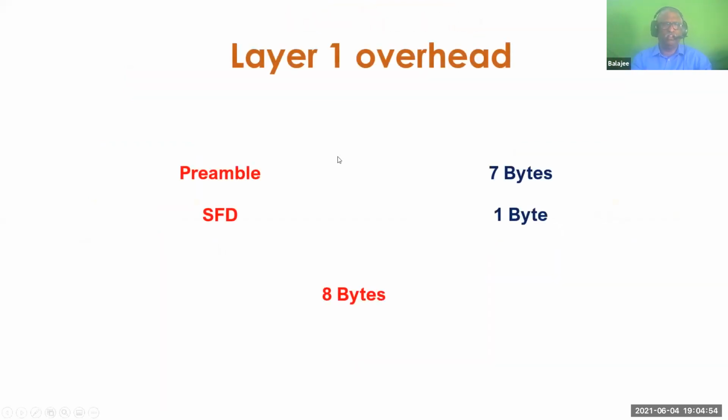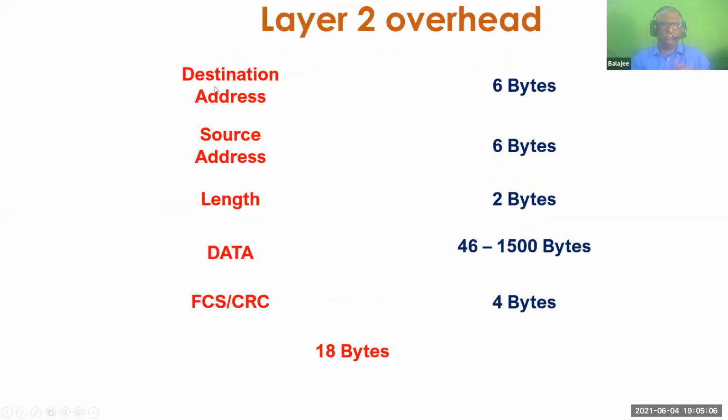Now, see that we had so much overhead. Layer 1, the physical layer, has a 7-byte preamble and 1 byte SFD, so 8 bytes of overhead. Layer 2 has destination address, source address, length, and CRC. We are actually sending only this much data, but with 18 bytes of overhead. So 18 plus 8 is 26 bytes.